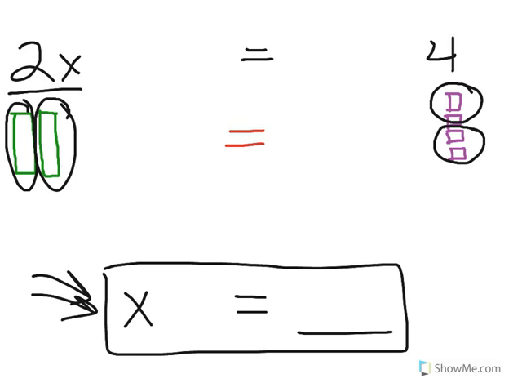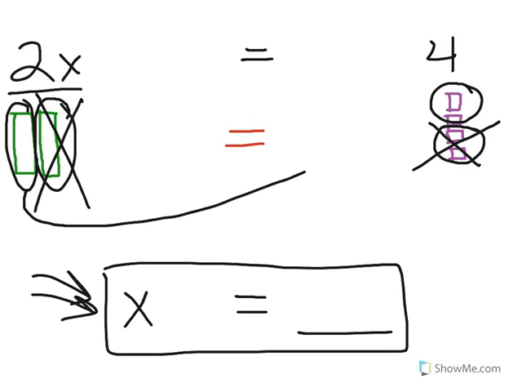We're not interested in what 2 x's equal. We're only interested in what 1 x is. So, one of those x's can go away, and of course that means one of these groups over here can go away. And the result is that we have a group of 1x equal to a group of 2 squares. In other words, we're dividing each side by 2. So mission accomplished. X is 2.